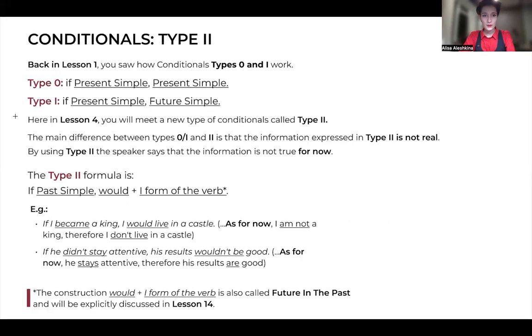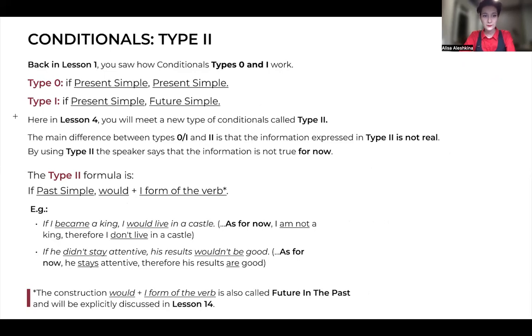So back in lesson one, you saw how conditionals type 0 and 1 work. Let's make a brief recapitulation. Type 0 goes if present simple, and type 1 if present simple, future simple. But today you will meet a new type of conditionals that is called type 2.